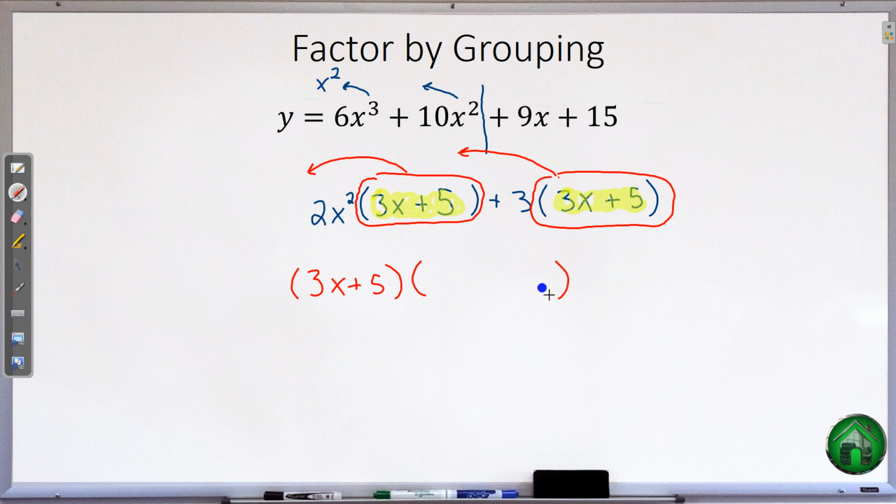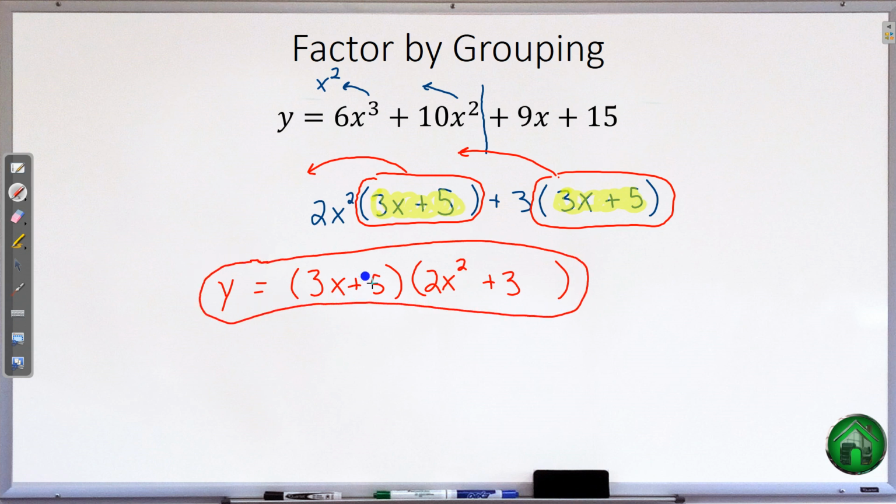Now what is left over? If I take out the 3x plus 5, the only thing that's left is 2x squared. And if I take out the 3x plus 5, the only thing that's left over here is the 3. And so that is our factored form. You might try doing something with this, but that doesn't look promising to me, so we're going to leave it. And there is our factored form.